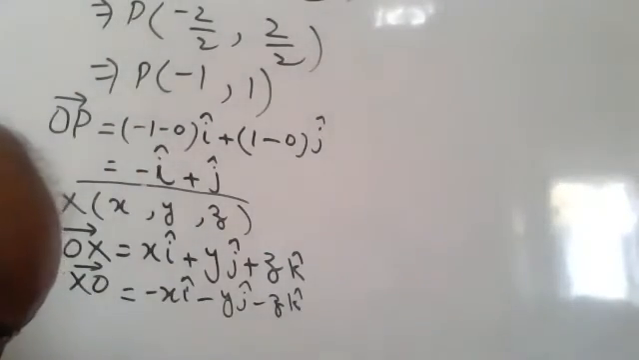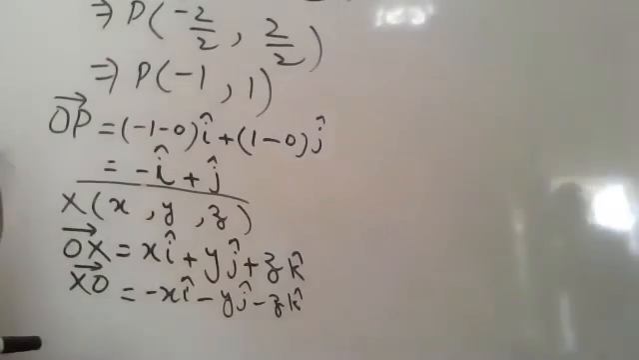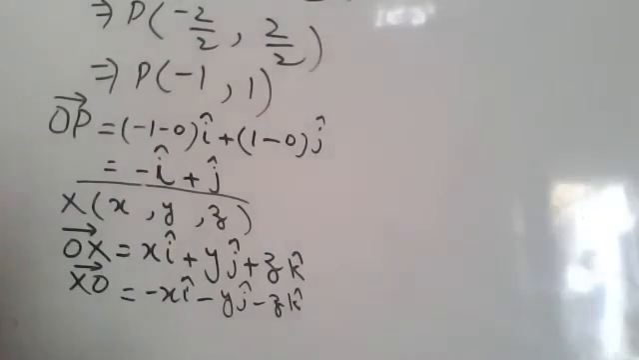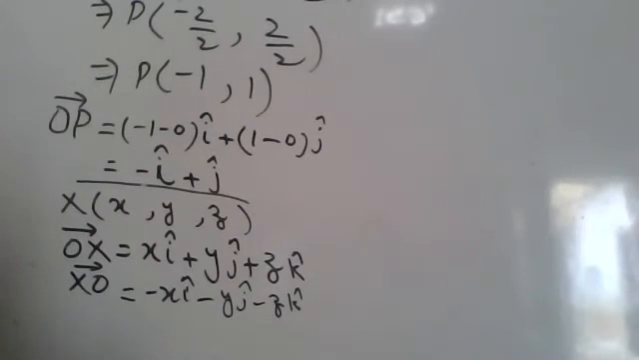So question number 11 is the same. The vector from the point A to the origin. So from point (2, 3), the position vector will be equal to 2i plus 3j. And the vector from point A to the origin will be minus 2i minus 3j. We will multiply with the minus sign.